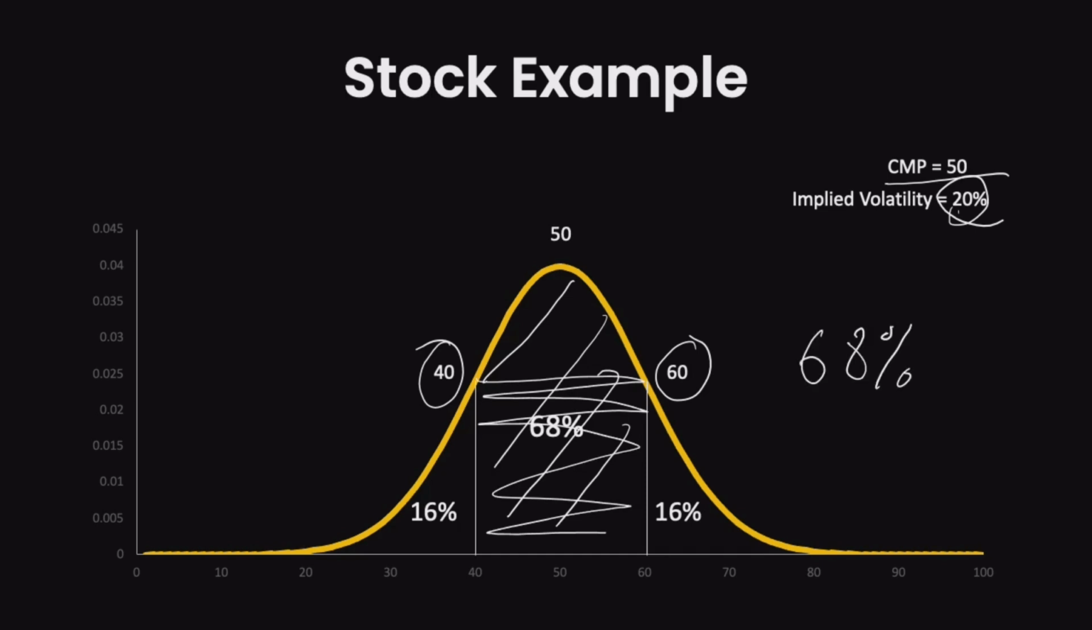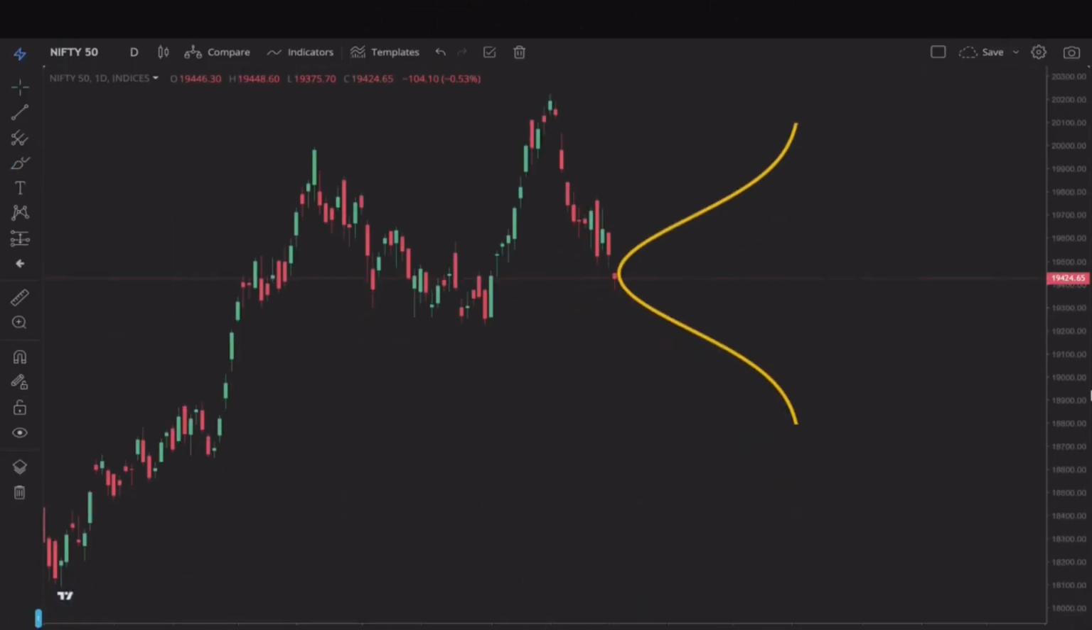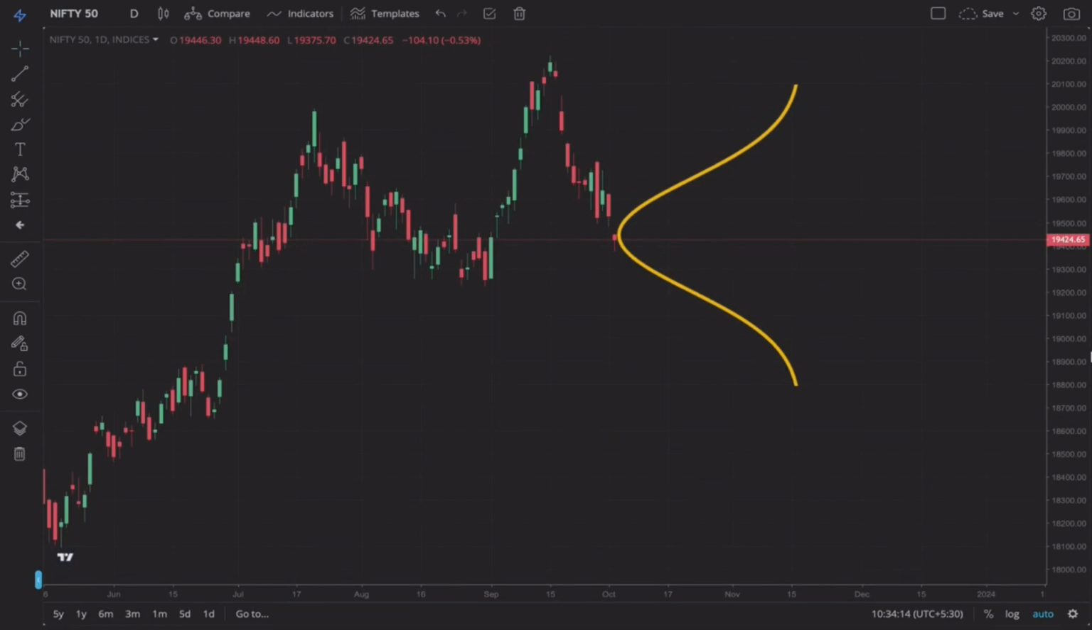Now this has great ramifications for us, as we'll see in subsequent slides, because this lays the foundation for high probability trading. So what we do is we gather these data points, establish the expected ranges, and build a high probability trading system around them. Think of it visually. If a stock is trading at this level, let's say this is 50 rupees for ease, and it has a 20% implied volatility, there's a 68% chance it will be within this range.